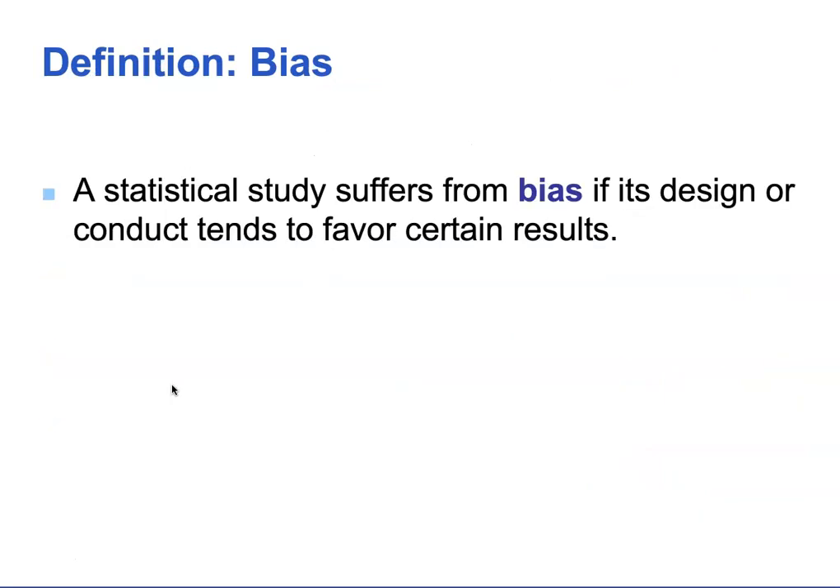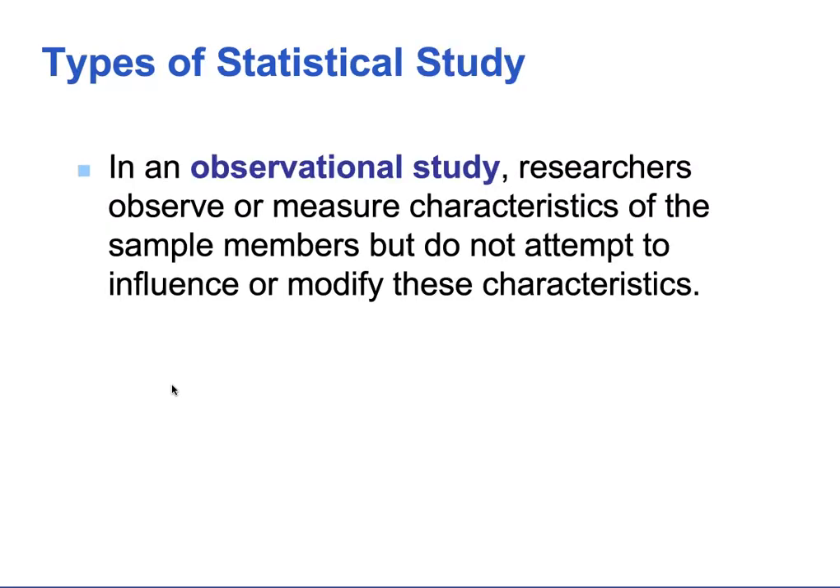Biased. A statistics study suffers from bias if its design or conduct tends to favor certain results. In an observational study, researchers observe or measure characteristics of the sample members but do not attempt to influence or modify these characteristics. So when you're doing this one, you're not even asking questions, you're not giving somebody something to study and see how it affects them. You're just observing, you're watching. Like if you would sit at a stop sign and watch how many actually stop there. You're not influencing them to stop, you're not doing anything, you're just observing.